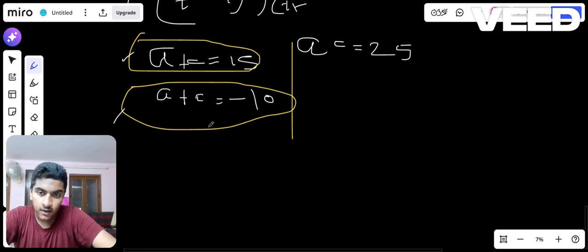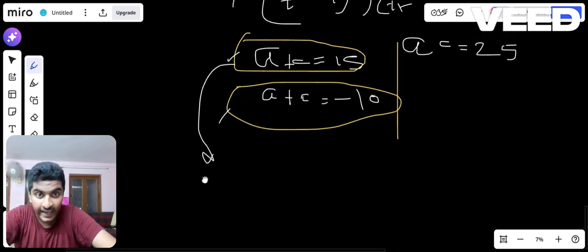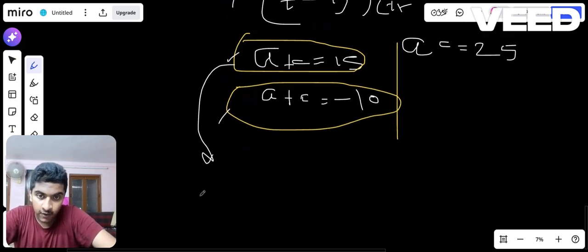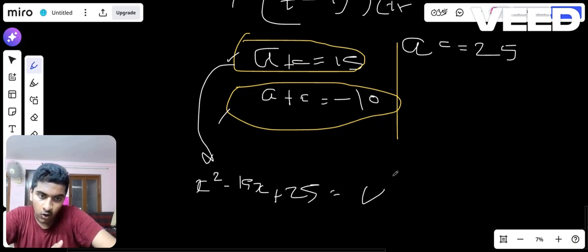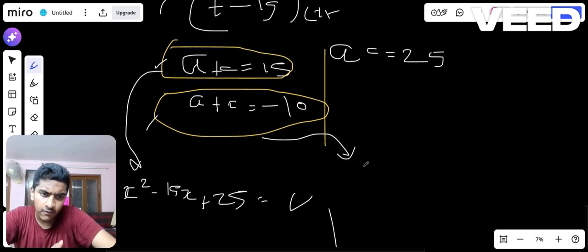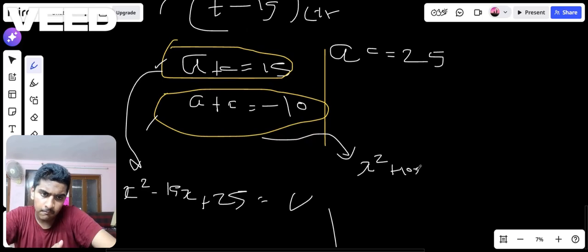So do you know that we can construct a quadratic equation whose roots are a and c? If we consider the quadratic equation whose roots are a and c, then we get x square minus 15x plus 25 equal to 0. Or if we consider this, then we will get x square plus 10x plus 25 equal to 0. Can you realize what I have done?